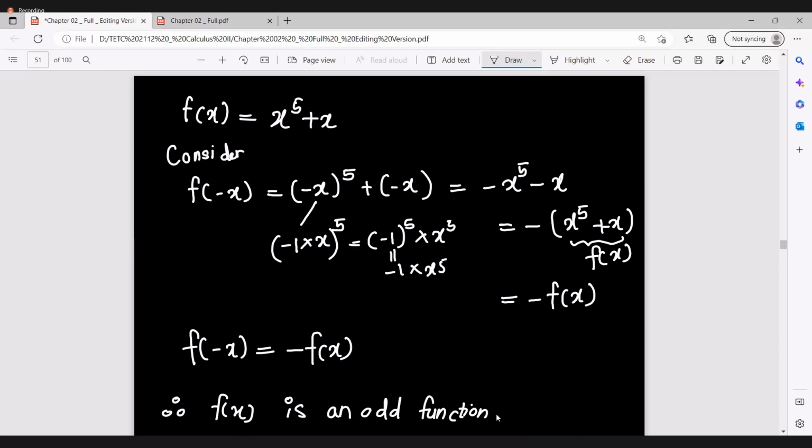Is it clear to everyone? Do you need some time to note this down?